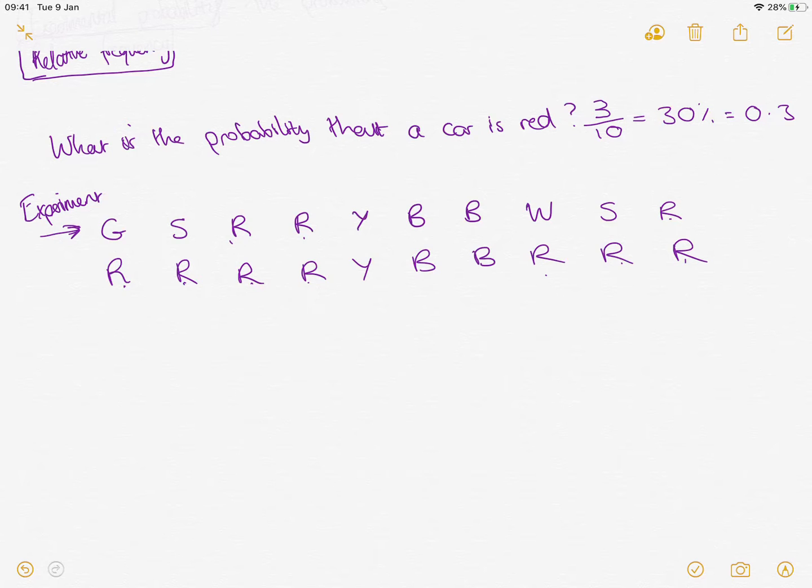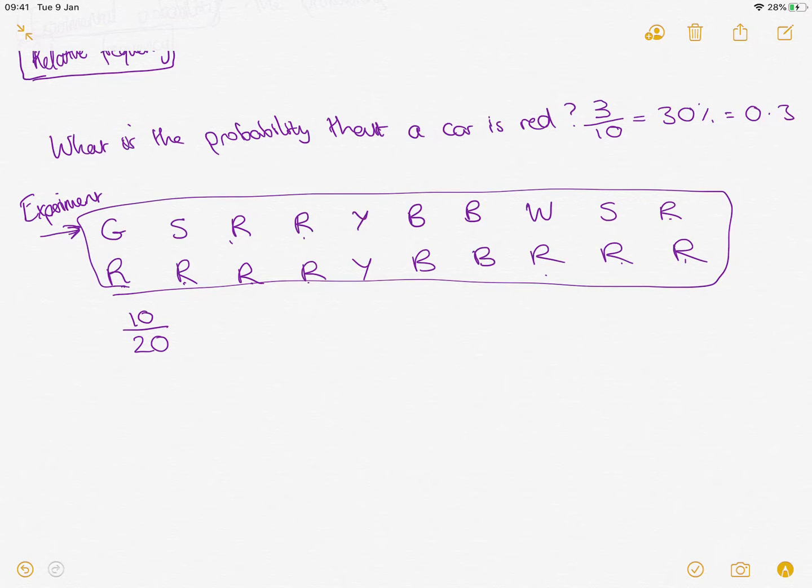Let's just double check that. 1, 2, 3 from the first go. 1, 2, 3, 4, 5, 6, 7 from the second go. So I've got 10 out of 20 after doing 20 observations. So let's use my notation that we learned. Probability of red equals 10 over 20, which I know is a half, which could lead to 50%, or 0.5. Doesn't really matter what you put.